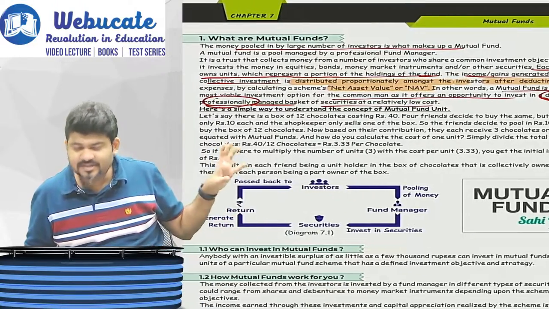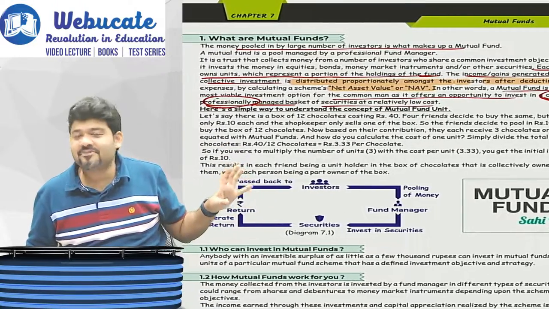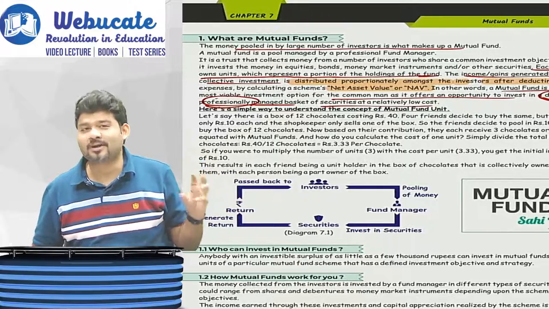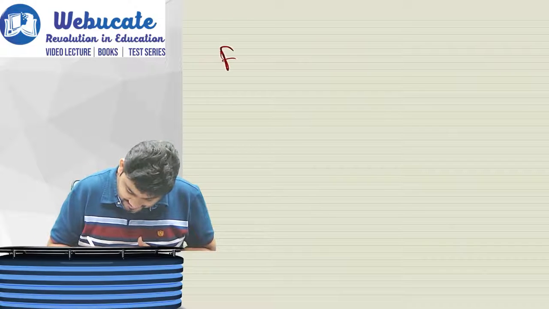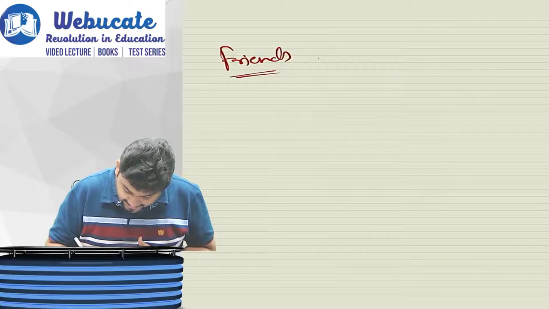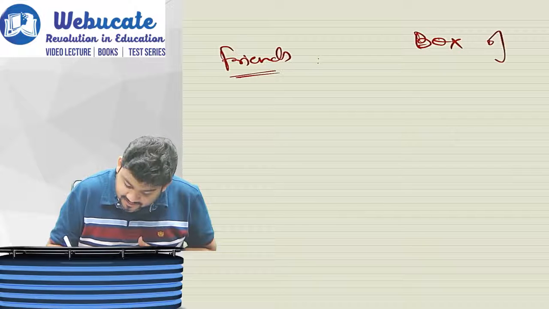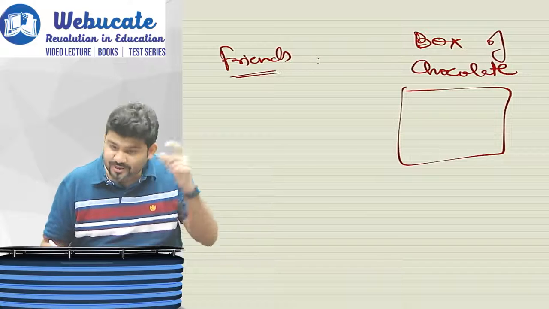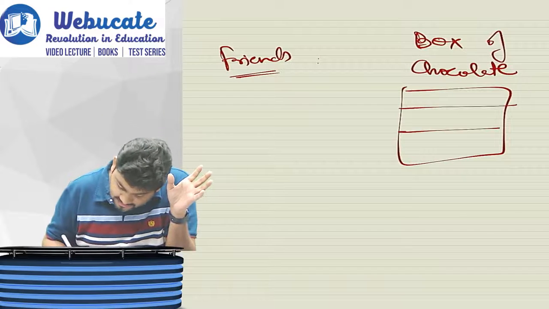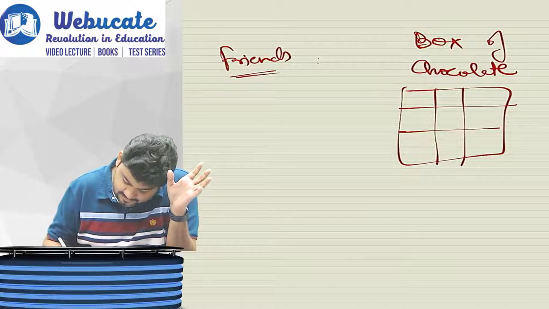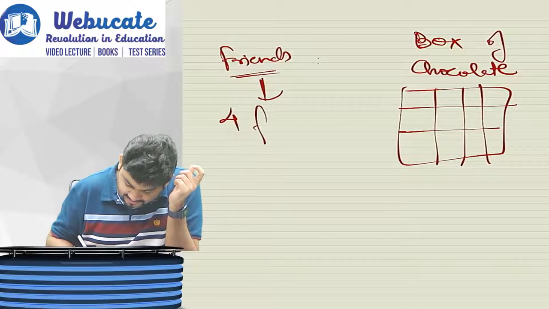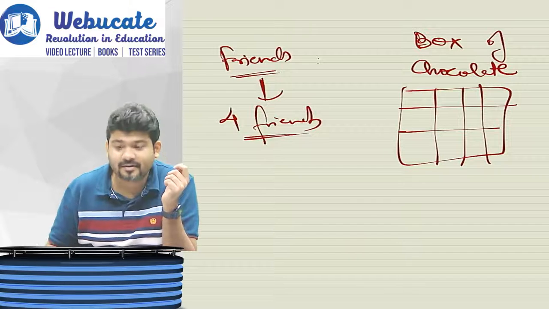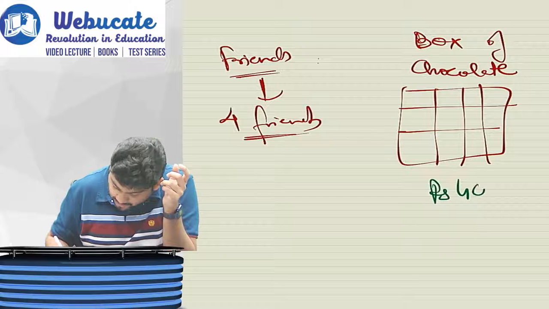So a small example is given here. There are friends who want certain chocolates. So there are friends, and there is a box of chocolate. If you want this chocolate, you need to purchase the box. This box has 12 chocolates, and there are 4 friends. The box costs rupees 40.